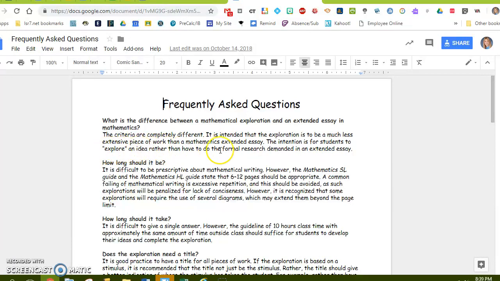You're obviously exploring an idea. You're not doing a research paper. This should not be a research paper. Okay, again, it should be 6 to 12 pages. A common failing of mathematical writing is excessive repetition. Okay, teachers are known for that. We repeat ourselves over and over and over again. You do not want to do that. Okay, you're going to lose points for conciseness because you're being repetitive. So you want to be concise.